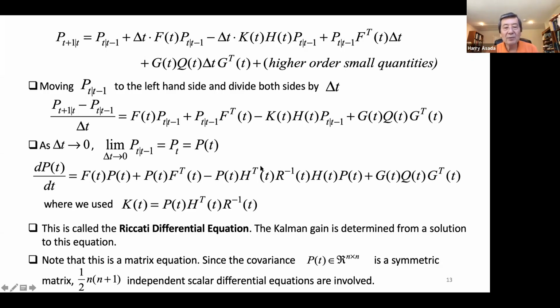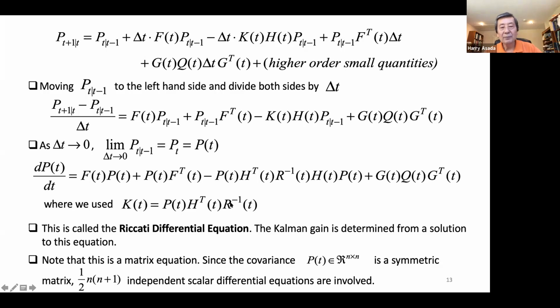So once we determine PT, plug that one into this, we can construct the Kalman Gain KT. So this differential equation is a very important governing equation to determine the Kalman Gain. It's called the Riccati differential equation. The Kalman Gain is determined from a solution to this equation.